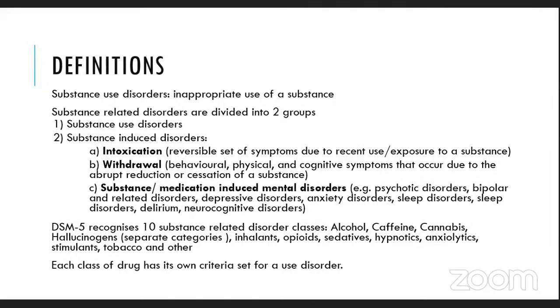With substance use disorder, the DSM-5 recognizes 10 substance-related disorder classes, which include alcohol, caffeine, cannabis, hallucinogens, inhalants, opioids, sedatives, hypnotics, and anxiolytics, as well as stimulants, tobacco, and other. Each class of the above drugs has its own criteria set for a use disorder.